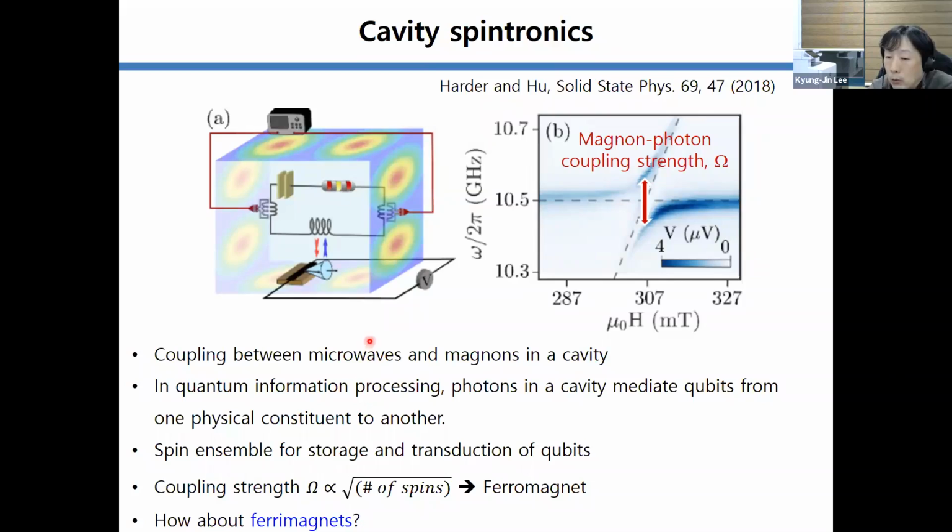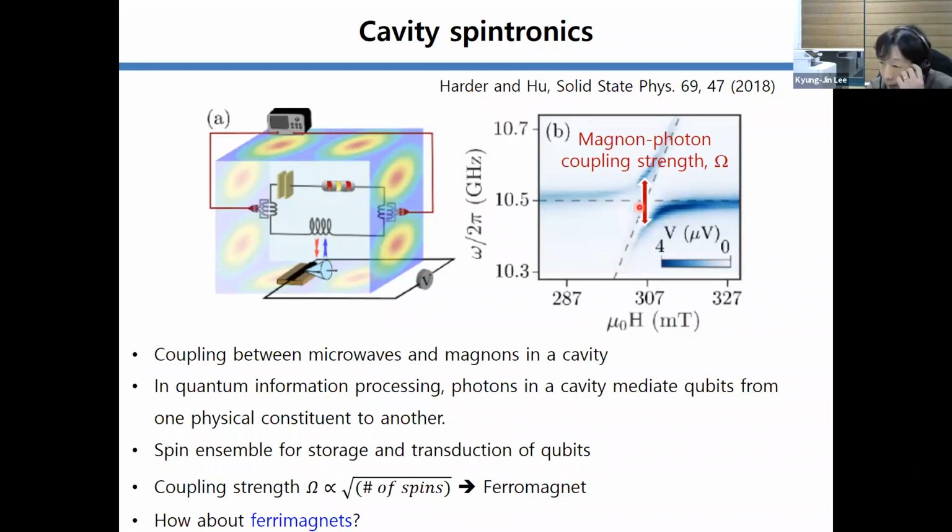So people want to use the spin ensemble for storage and transduction of this qubit information. One of the examples is shown here. This horizontal line corresponds to the microwave frequency that is fixed by this cavity. And this line corresponds to the magnon frequency, which varies with the external magnetic field.